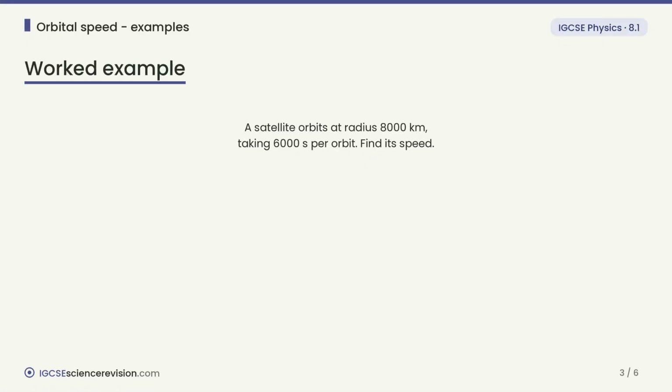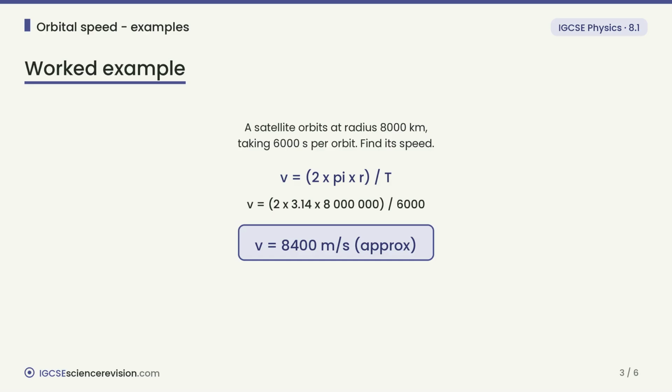Let's work one through. A satellite orbits at a radius of 8,000 kilometers, taking 6,000 seconds for one orbit. Find its speed. Write the equation v equals 2 pi r over t. First, convert the radius to meters. 8,000 kilometers is 8 million meters. Then it's 2 times pi times 8 million, divided by 6,000. That works out at about 8,400 meters per second, a typical speed for a satellite.